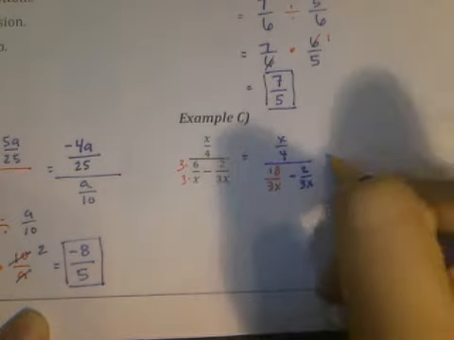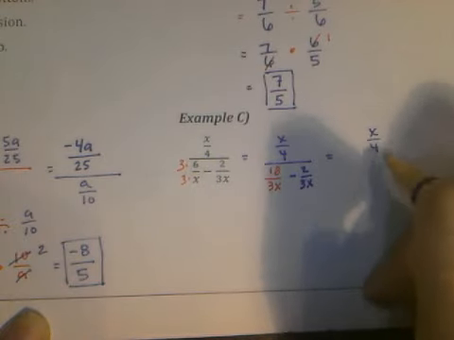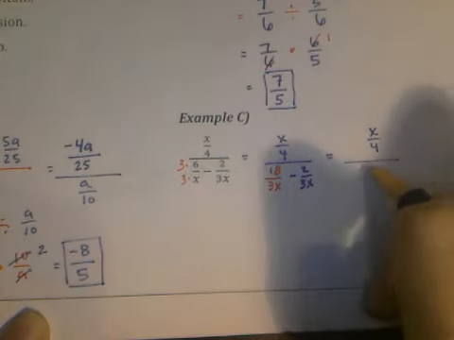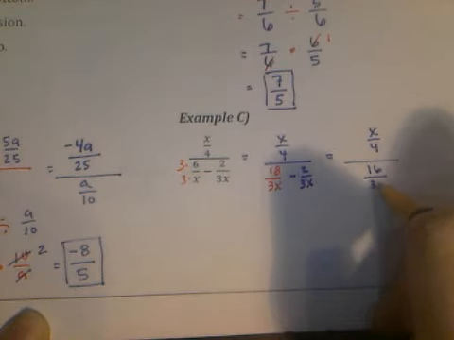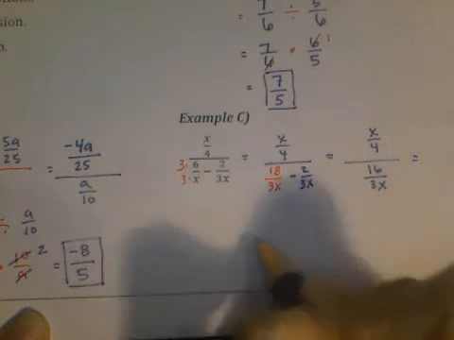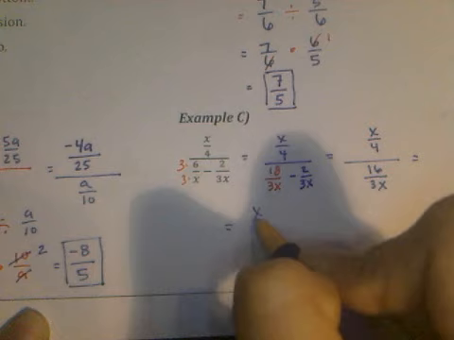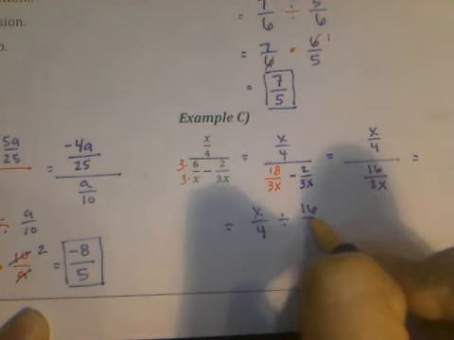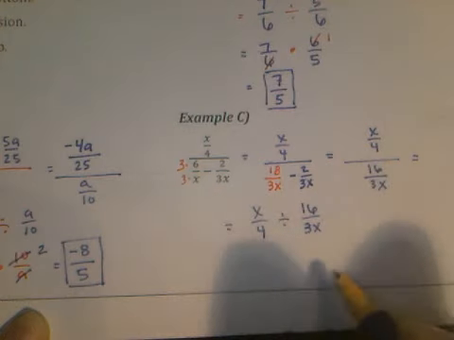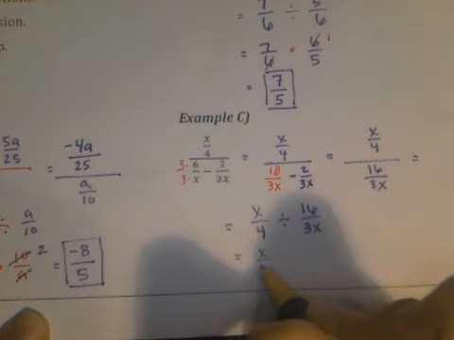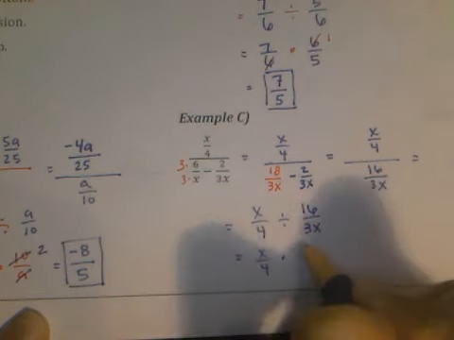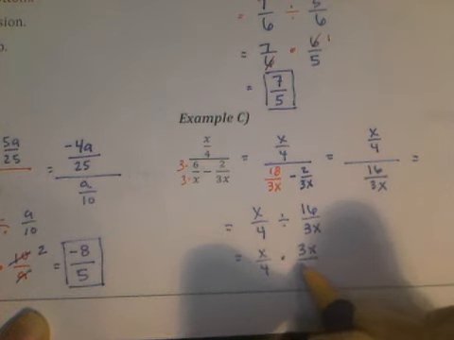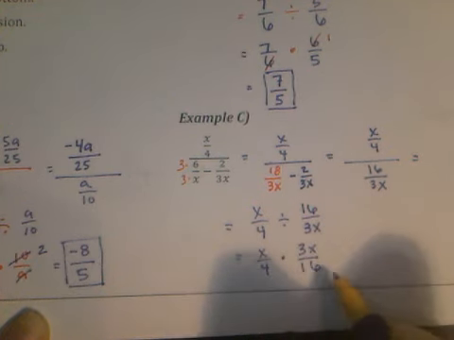Once I have the common denominator, I can subtract the numerators. Again, I'm keeping x over 4 the same on top. 18 minus 2 is 16 over 3x. And here's the big step. We turn it into a division problem, x over 4 divided by 16 over 3x. And then keep, change, flip. Turn it to multiplication, flip this around, and multiply straight across.